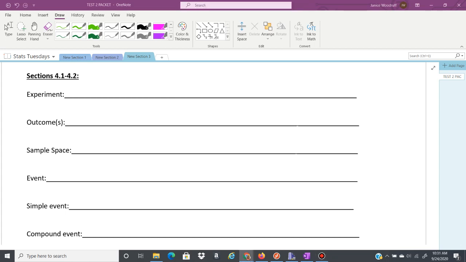Okay, so chapters 4 and 5 are all about probability. So let's go ahead and get started. So in probability, we have first an experiment. So we're starting with some vocab here. And that is a process that results in one observation.